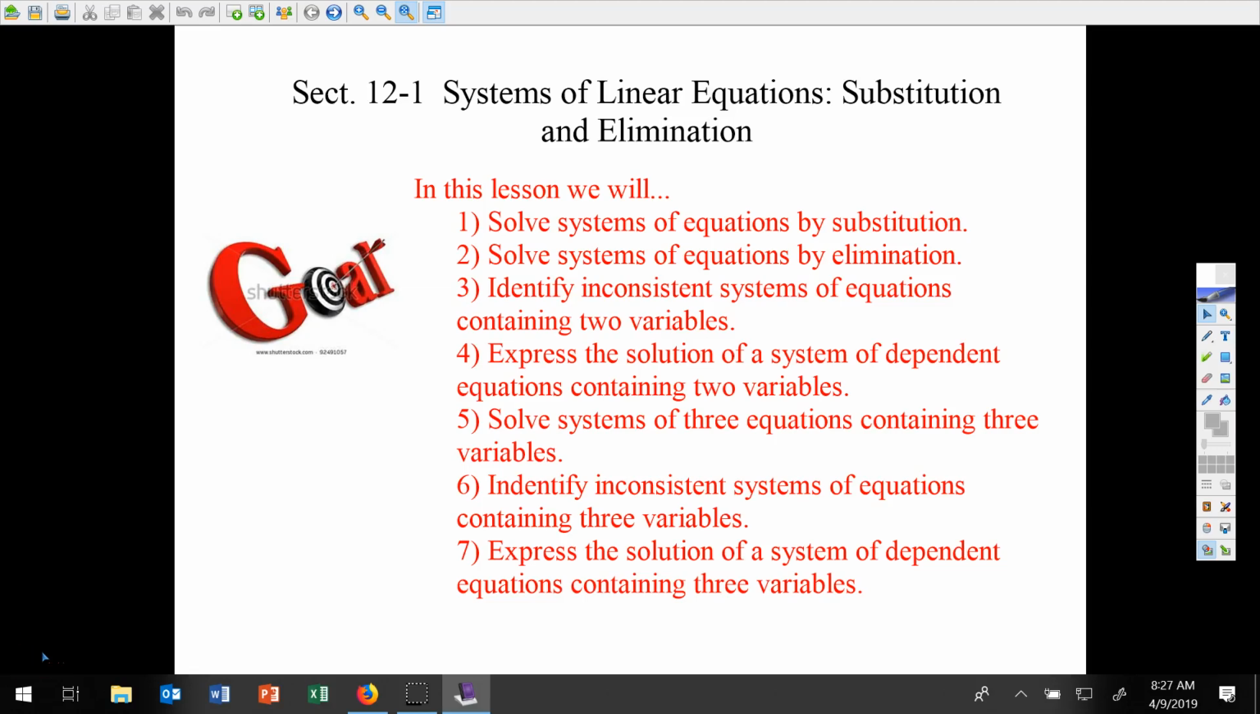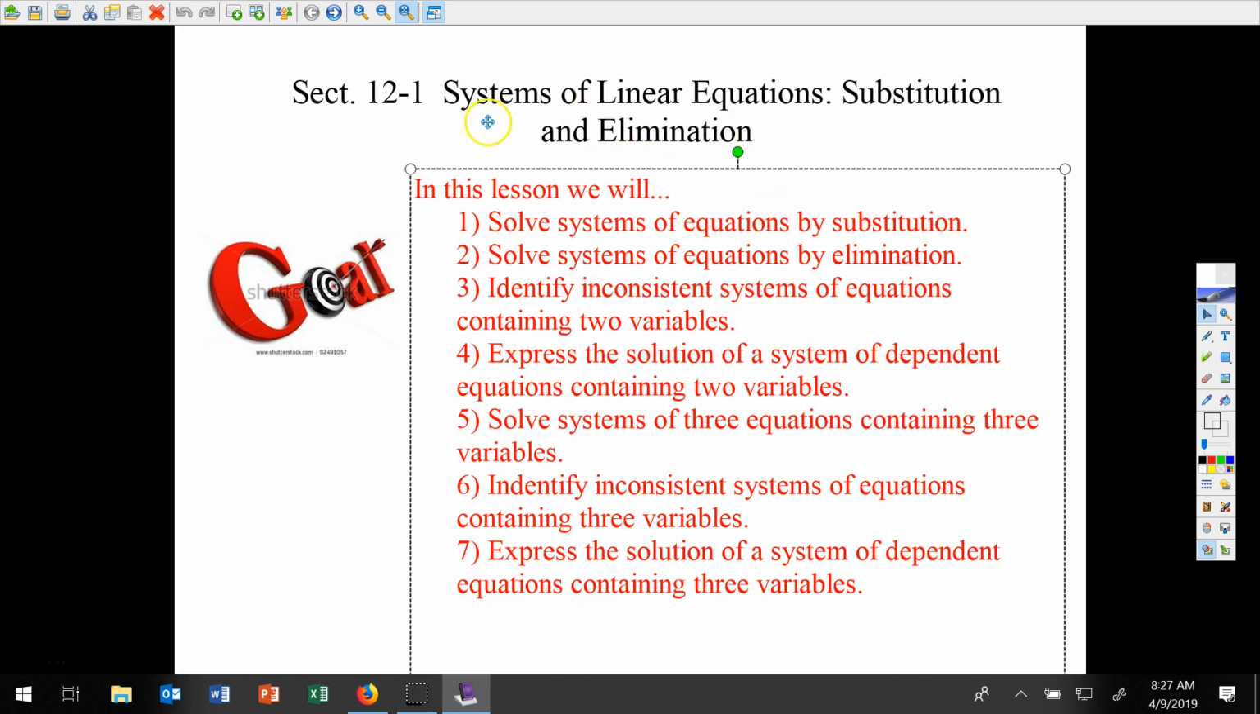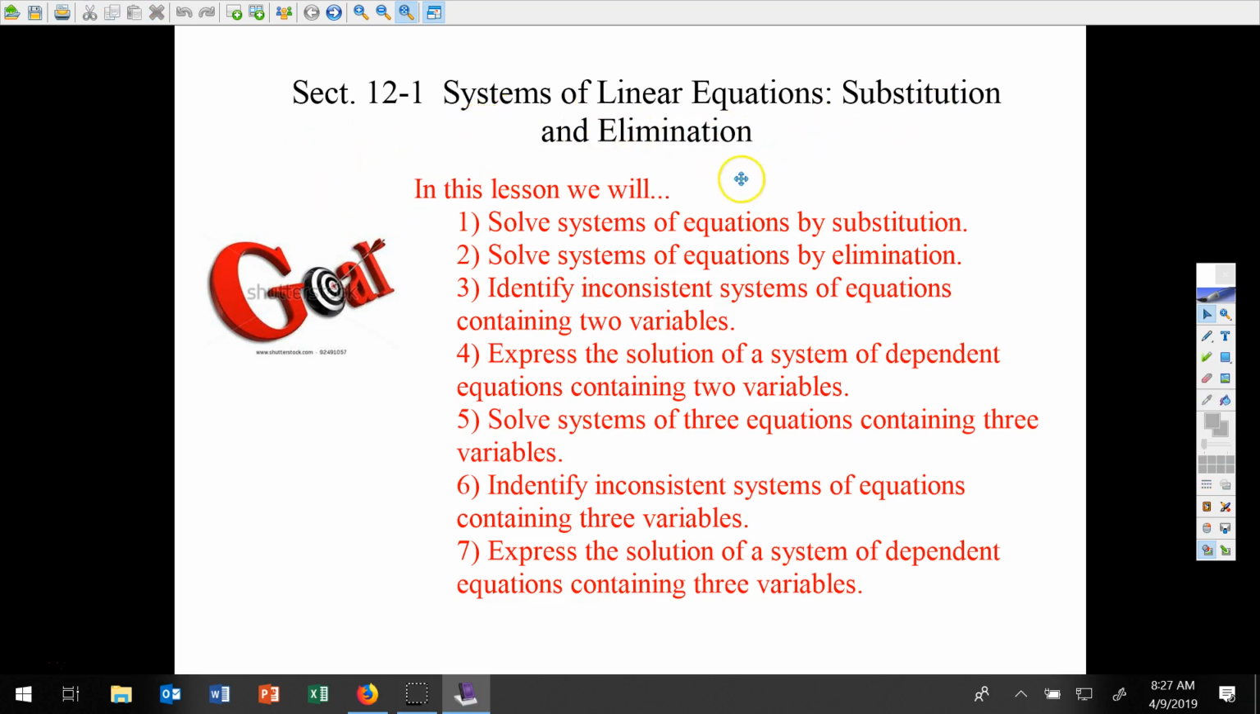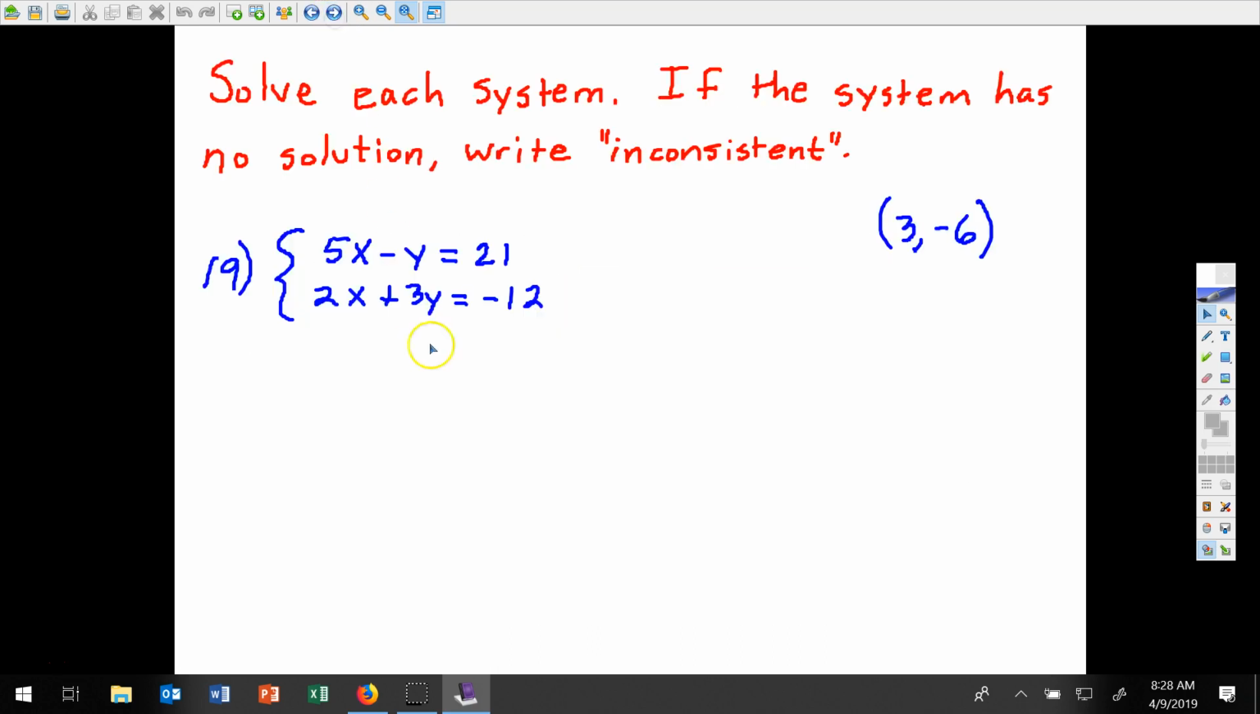Okay, so we begin Chapter 12 today, and we're reviewing some Algebra 2 topics, one particular topic. Today we're going to be solving systems of linear equations using two different methods, substitution and elimination. And these will be systems in two variables, and then eventually we'll branch out and do systems in three variables using these same methods. Really, the system that you're given will typically determine what method you use, and we'll talk about that as we go through these problems.